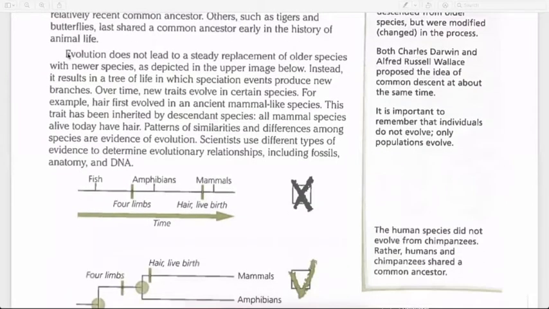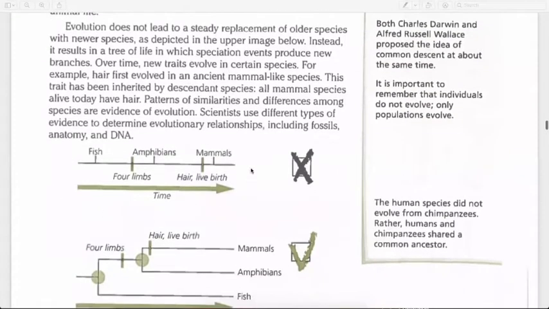Evolution, going back to reading here, evolution does not lead to a steady replacement of older species with newer species, as depicted in the upper image below. This image we're talking about.